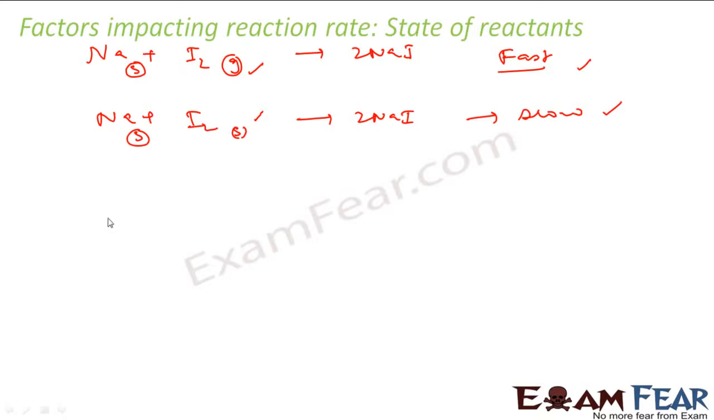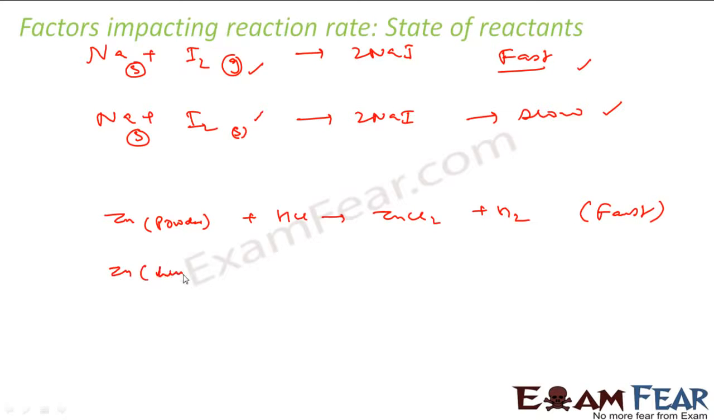Another example is if you take zinc powder, right, and you react it with HCl, you get zinc chloride, and obviously hydrogen gas will come out. And this will be a very fast reaction. If instead of zinc powder you take a big zinc lump, with the same concentration of HCl, you will get the same zinc chloride and hydrogen gas, but this will be a slow reaction.